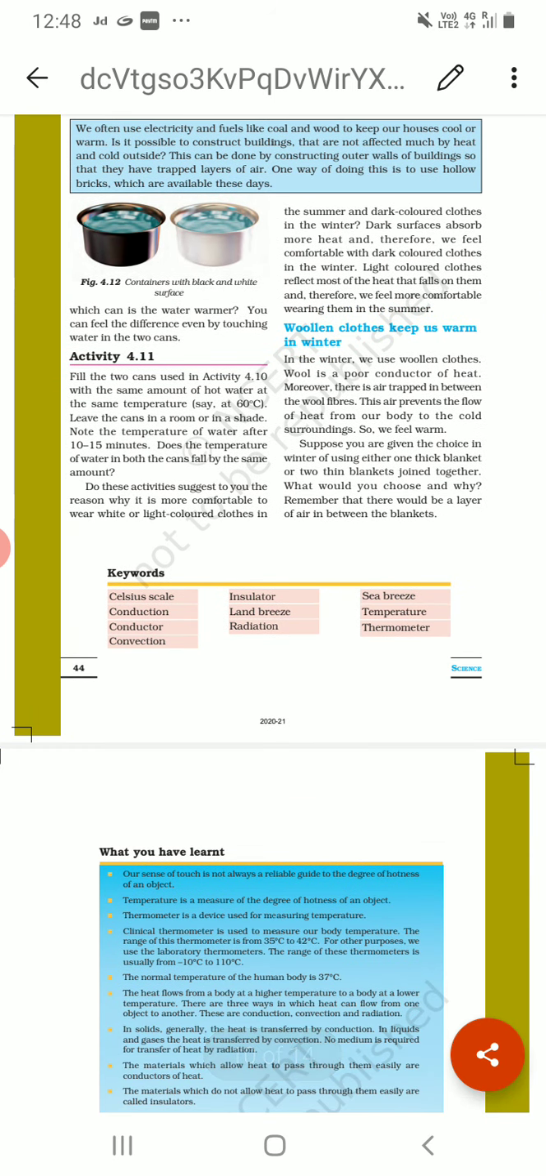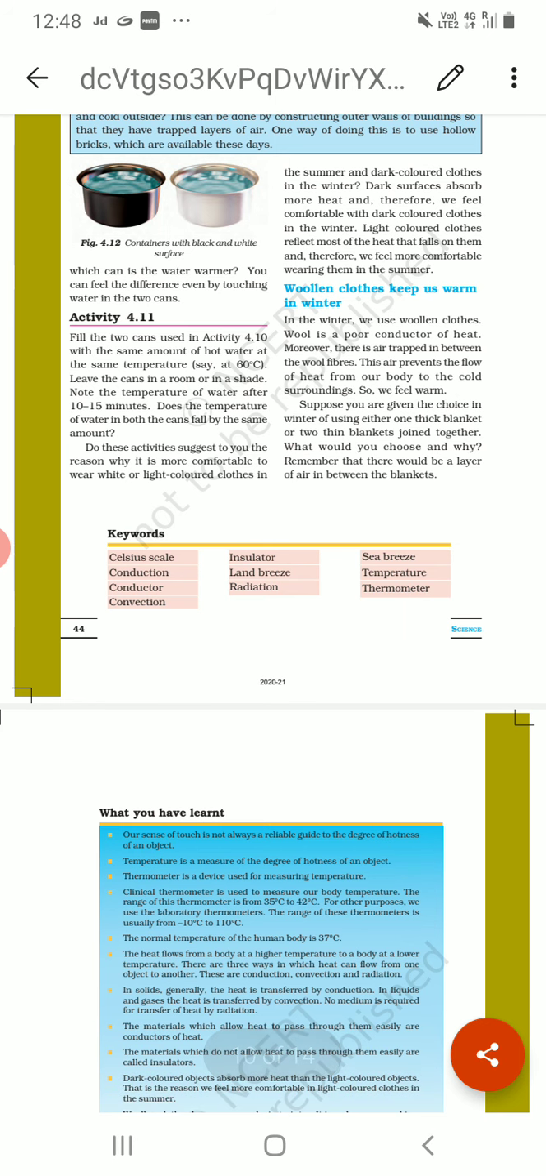Now, woolen clothes keep us warm in winter. Wool is a poor conductor of heat. Moreover, there is air trapped in between the wool fibers. This air prevents the flow of heat from our body to the cold surroundings, so we feel warm.